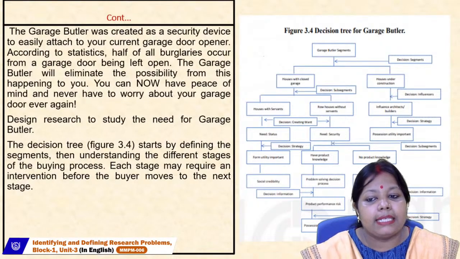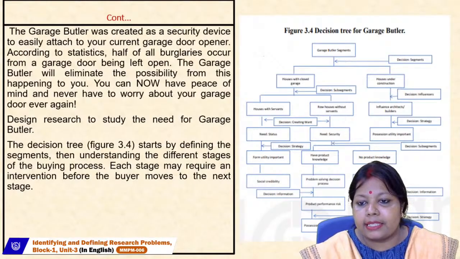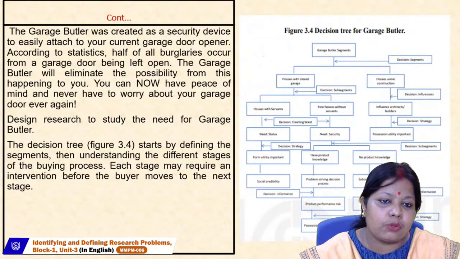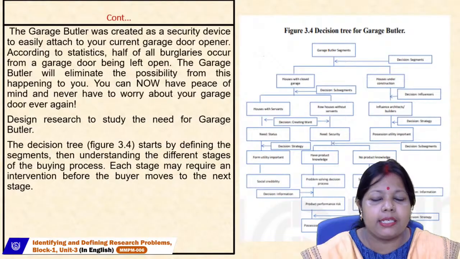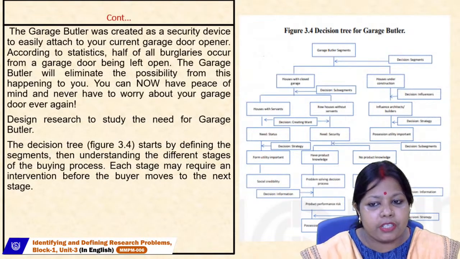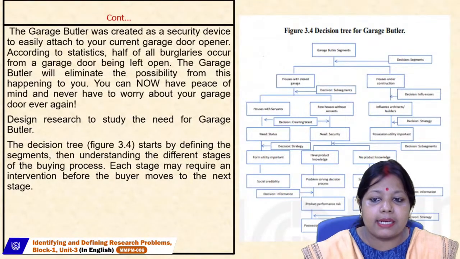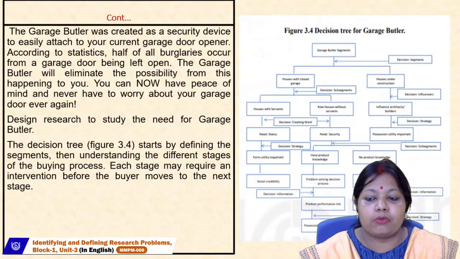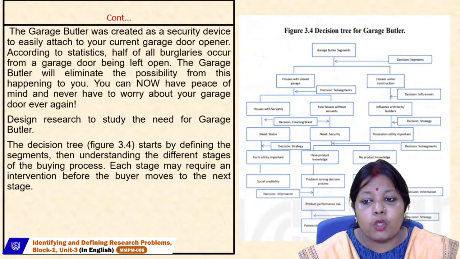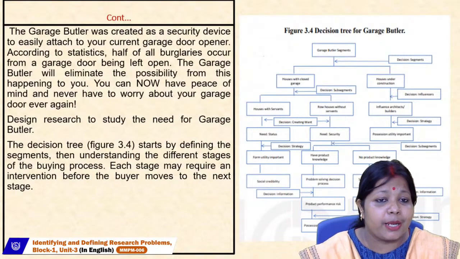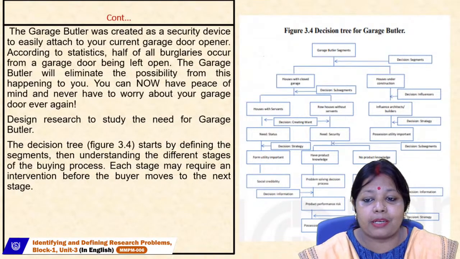The status says it needs security. If security is required, then product knowledge is needed. The person or the house is searching for security, so he should also go for the garage bottle. That person should have knowledge about the product, or there may be no product knowledge. It may happen also. Sometimes we need the product, but we have no knowledge about that product.